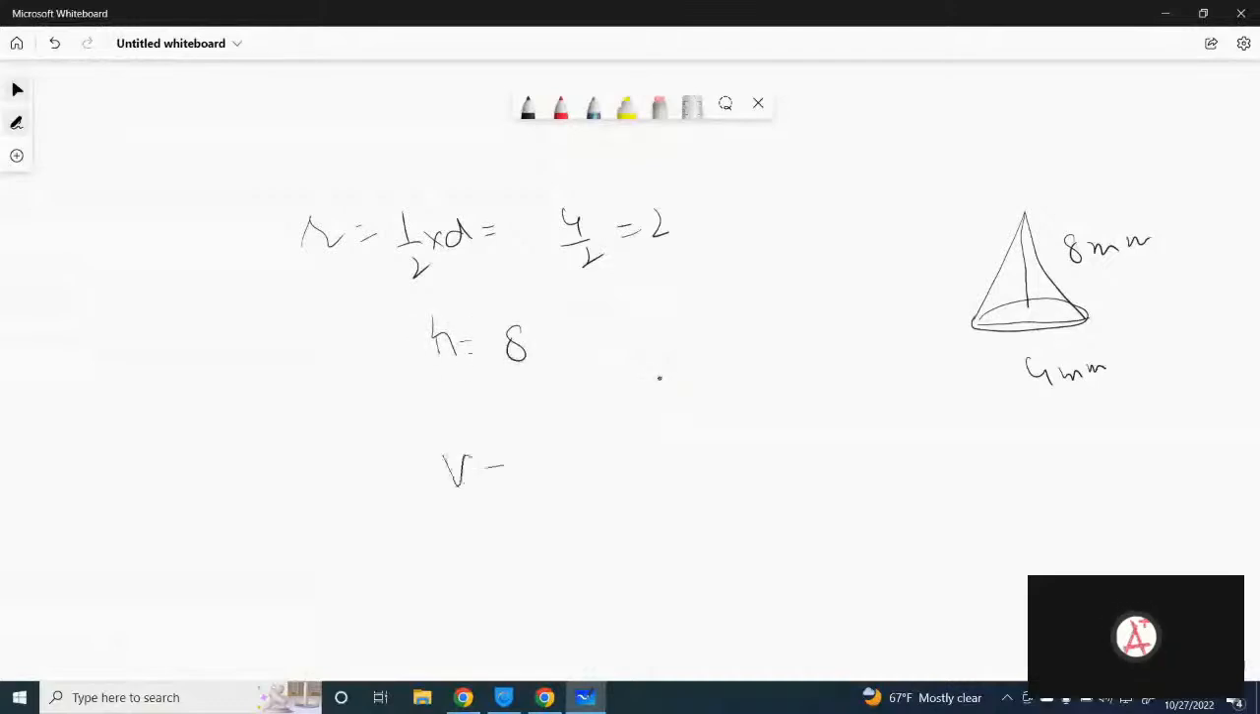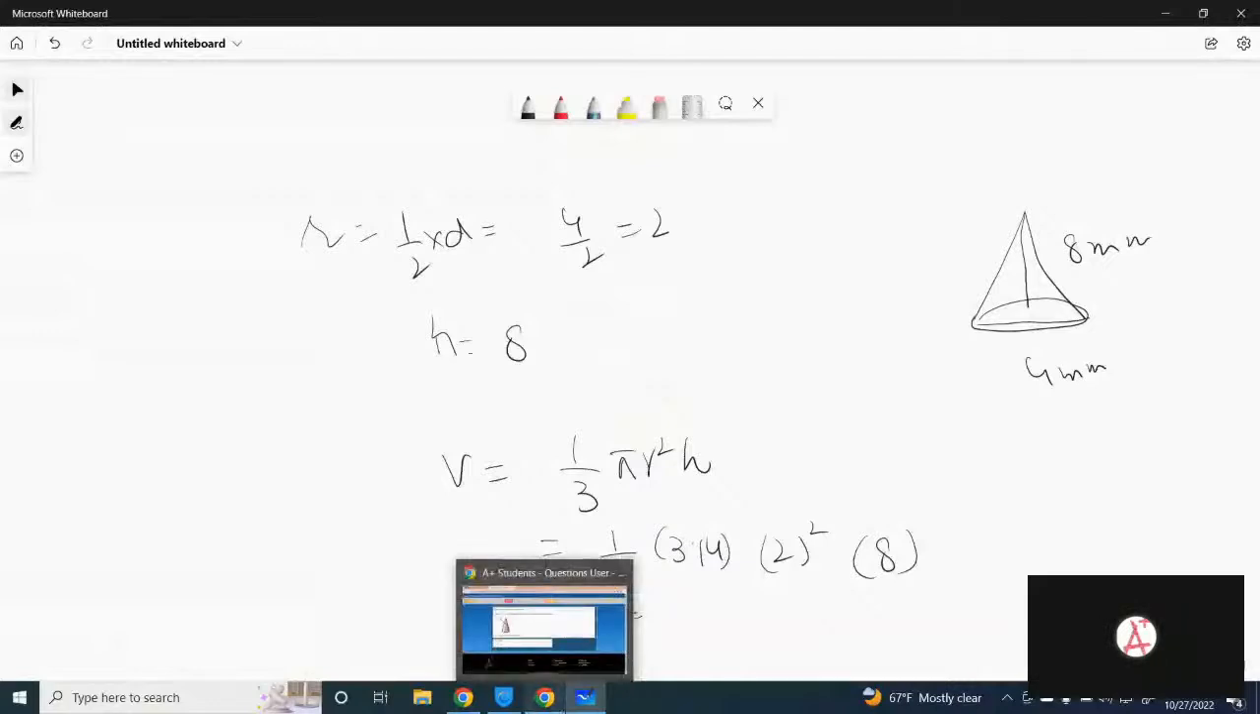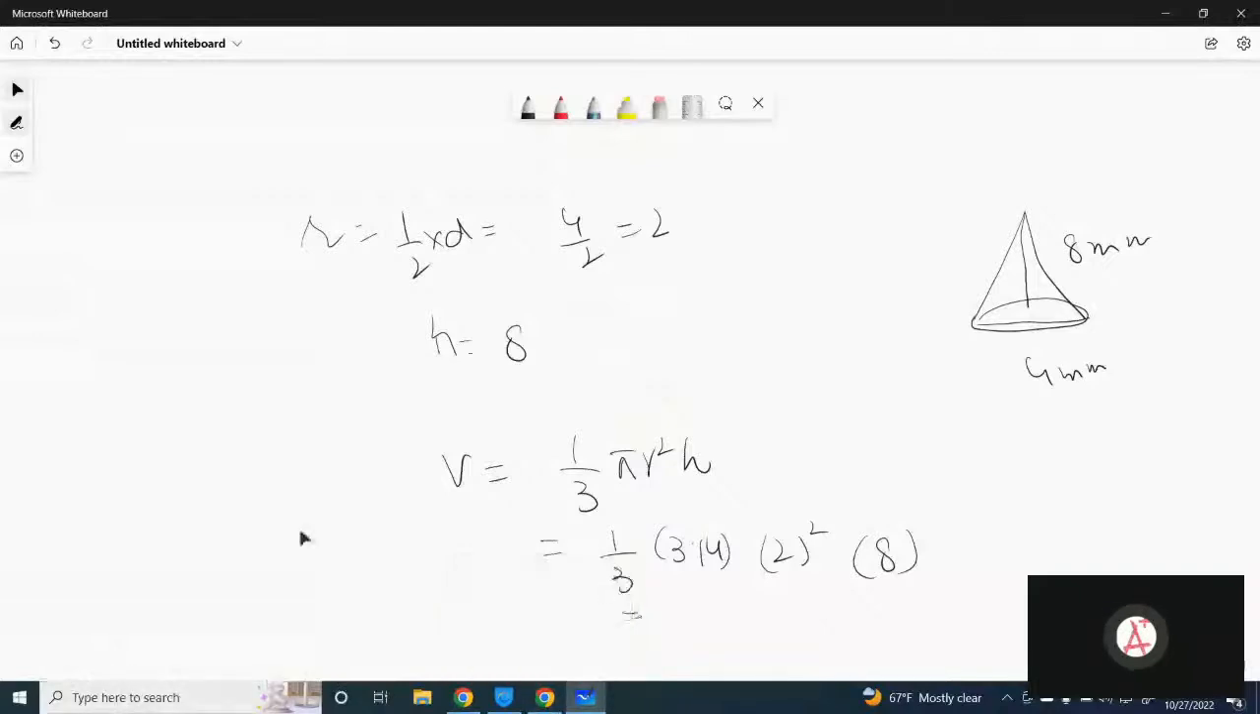So the formula for the volume is 1 by 3 pi r square h. So it would be 1 by 3, 3.14, r is 2 square and h is 8. Let me just calculate all the values. 4 times 8 is 32 and 32 times 3.14 is 100.48, and 100.48 divided by 3 equals 33.49.